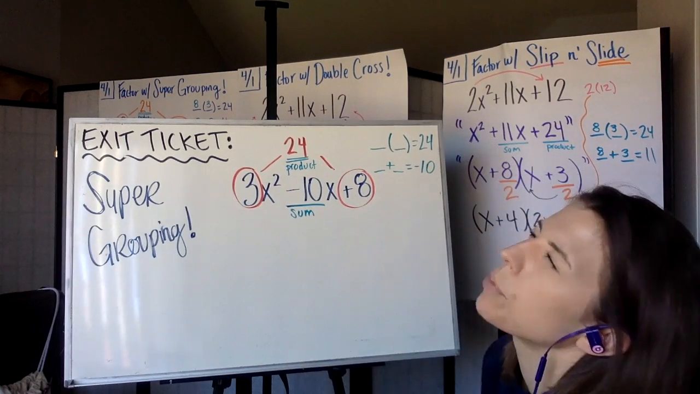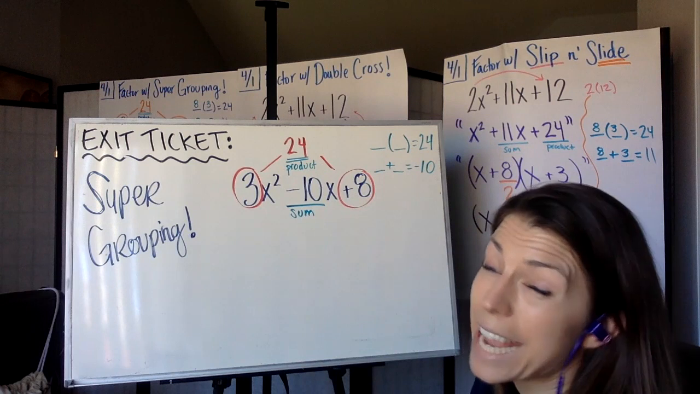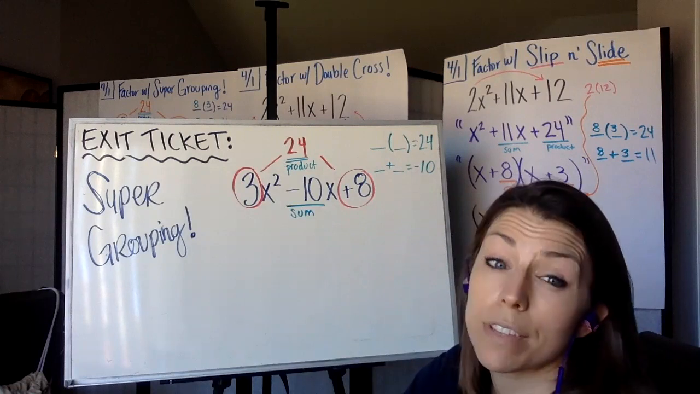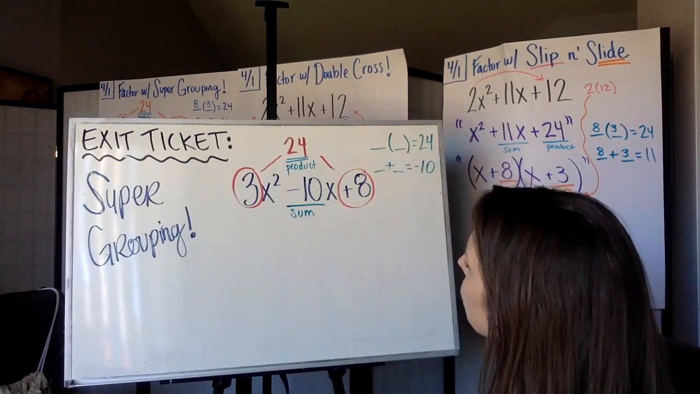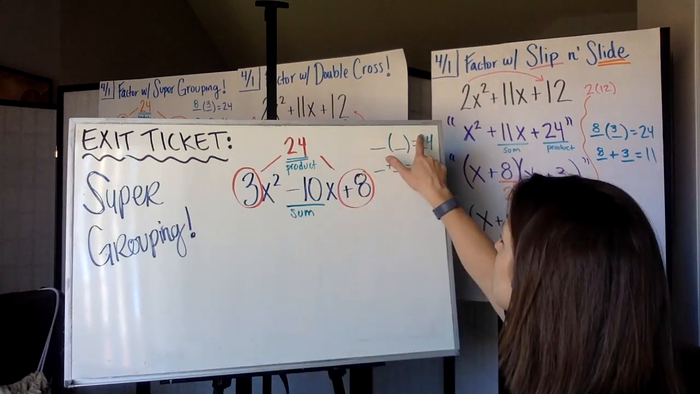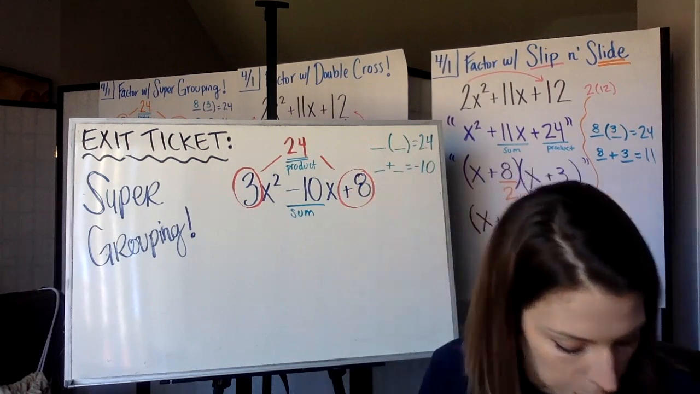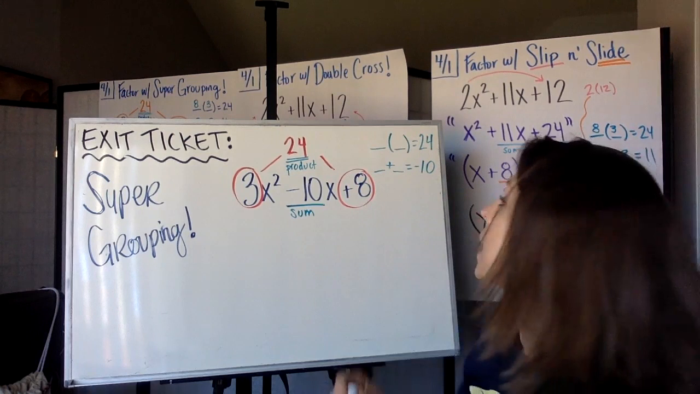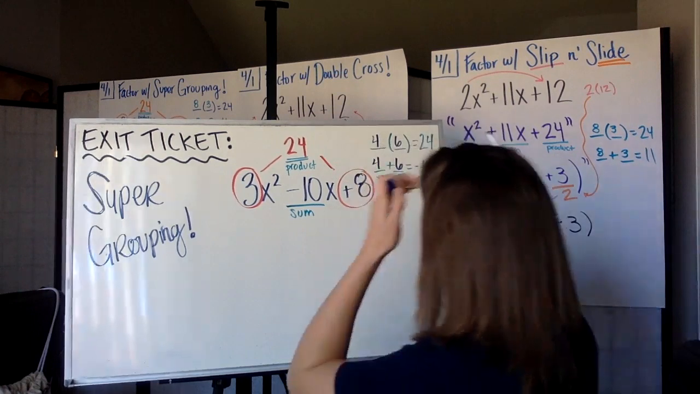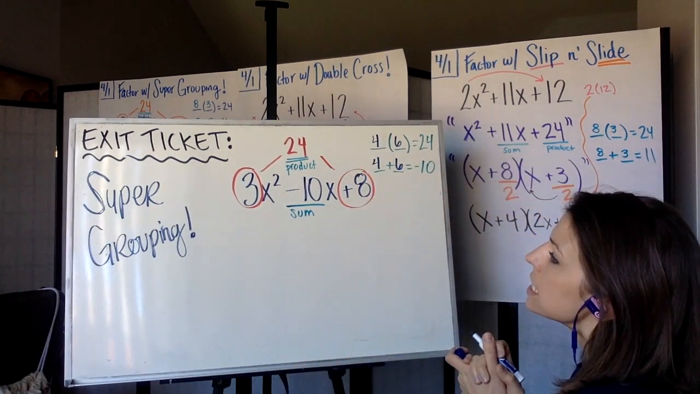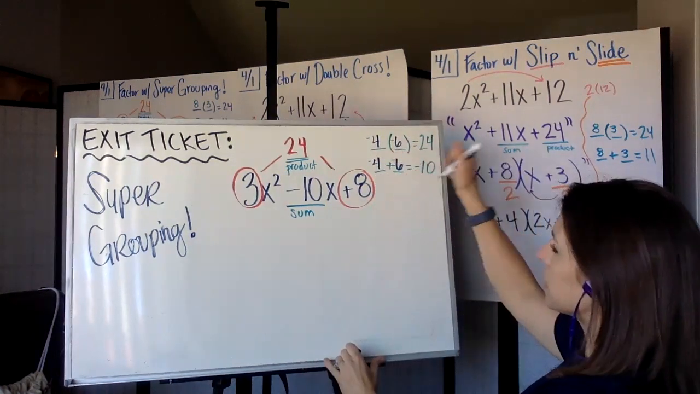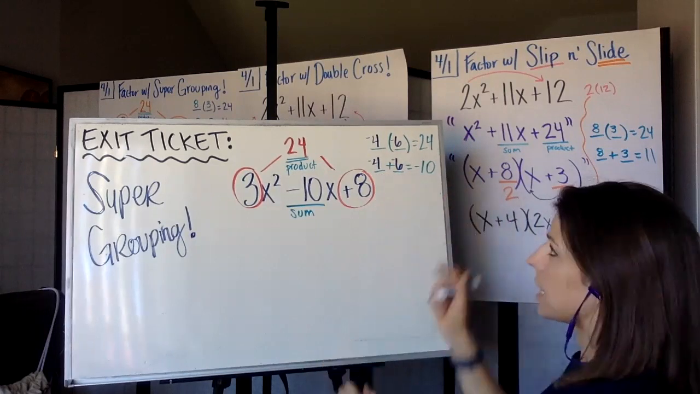All right, let's see. Products to get 24, 8 and 3. 8 times 3 is 24. 8 plus 3 is 11. That's not close. 12 and 2. 12 times 2 is 24. 12 plus 2 is 14. No. 4 and 6. 4 times 6 is 24. 4 plus 6 is +10, which means we're close. Let's see if we can get even closer. 4 and 6. How do I get -10? Make them both negative. Let's see. -4 times -6 is +24. -4 plus -6 is -10.